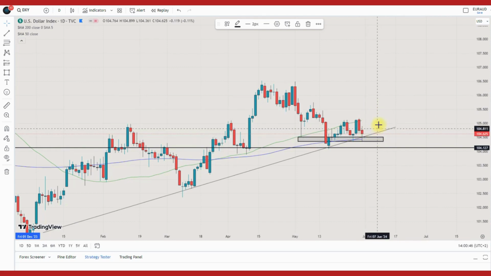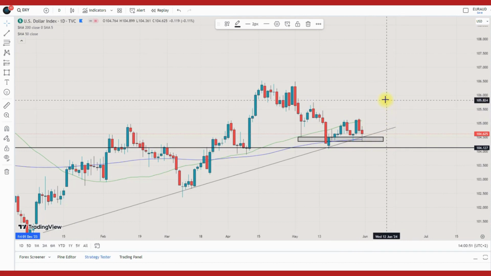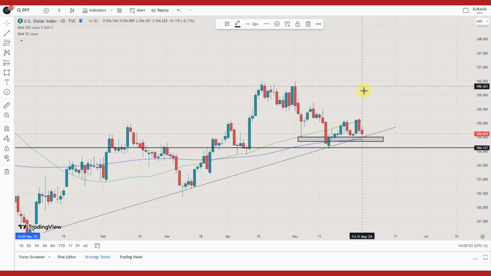So let's see how it's going. But before we move to the individual currencies, let's check the economic activities of next week.